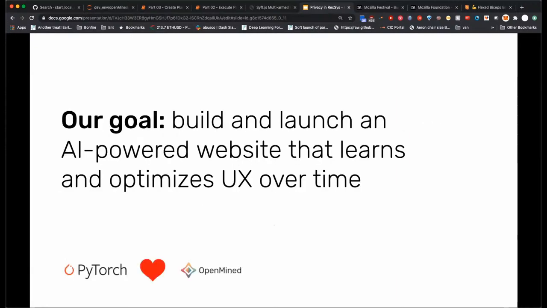So in conclusion, we did end up succeeding in building and launching an AI-powered website that learns and optimizes UX over time. And I guess the key takeaway at this point is that if you're wondering if you can use open source libraries to build production products, the answer is yes, you can. In fact, you can use the same algorithm to optimize your own website right now. So let's switch gears a little bit and talk about privacy and what that means for recommender systems.